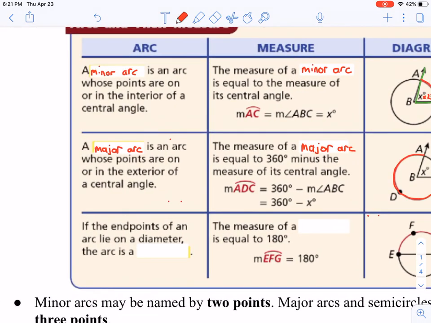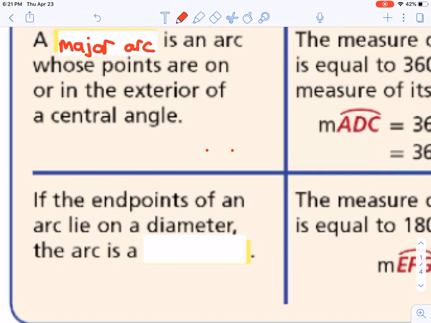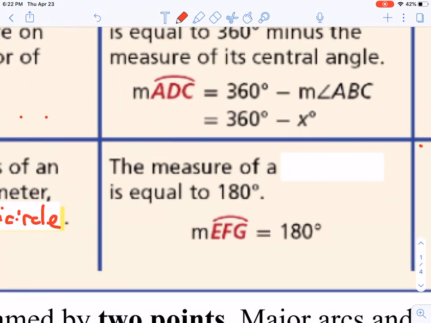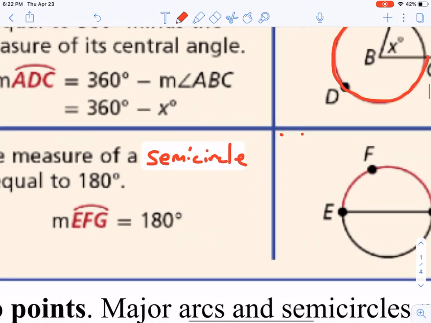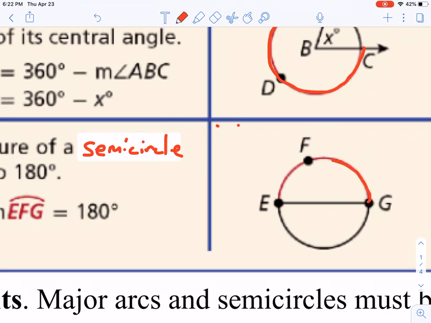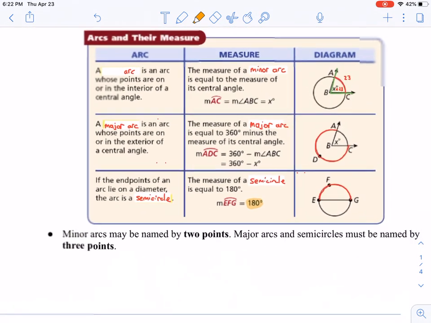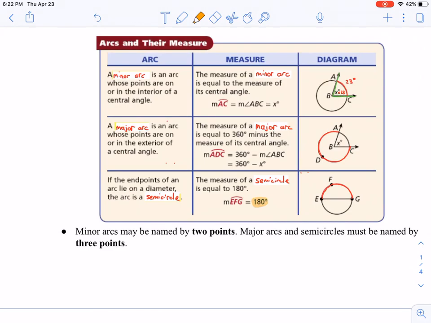And then the last one, there is one special type of arc that is neither minor nor major, and that's a semicircle. That's if the arc travels from one endpoint of a diameter to the other endpoint of a diameter. And right here we have a semicircle, and that semicircle is always going to have a measure of 180 degrees.